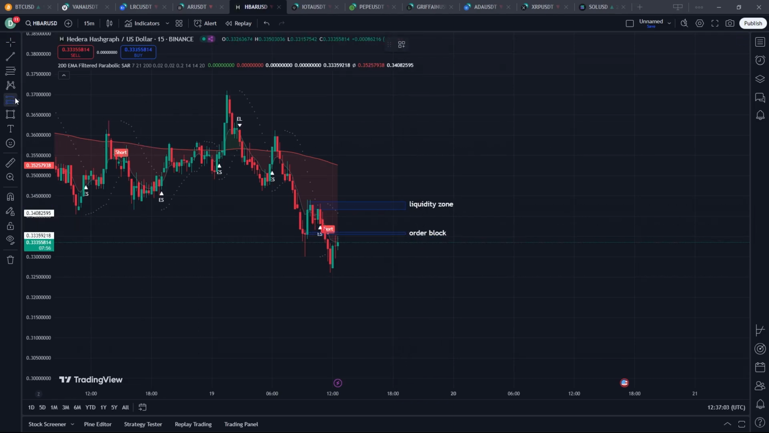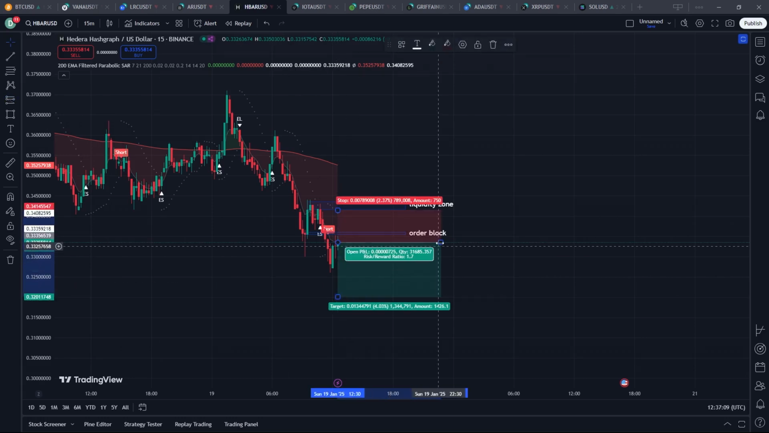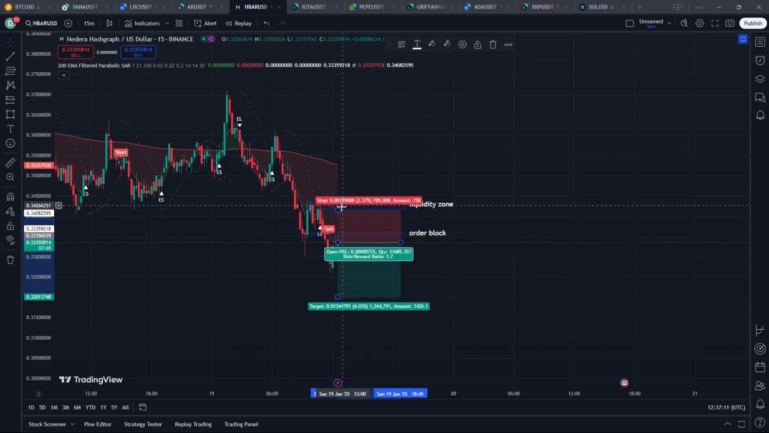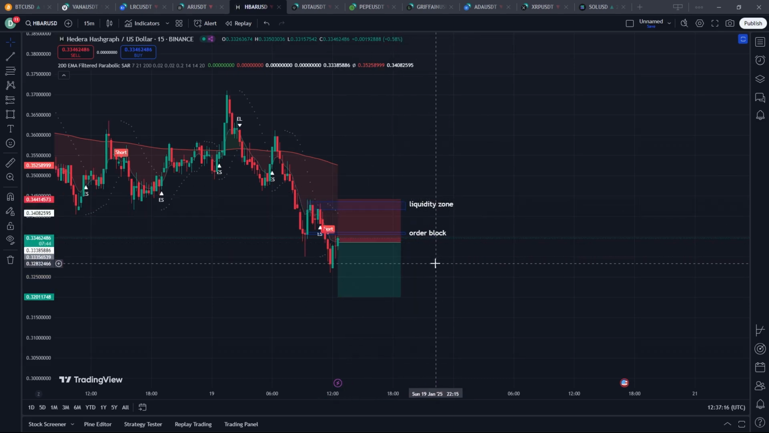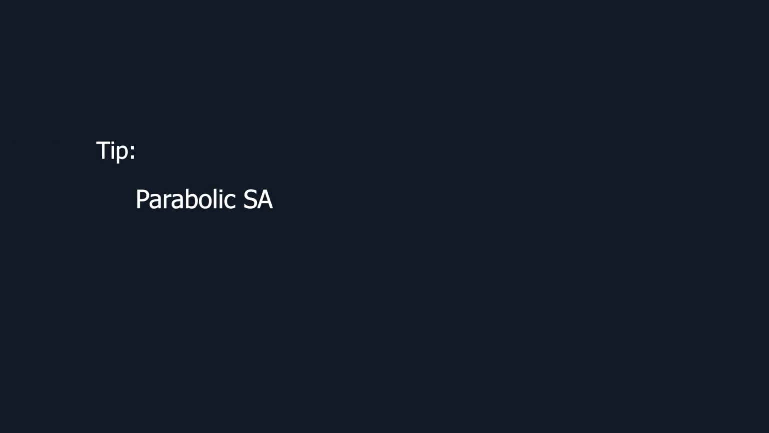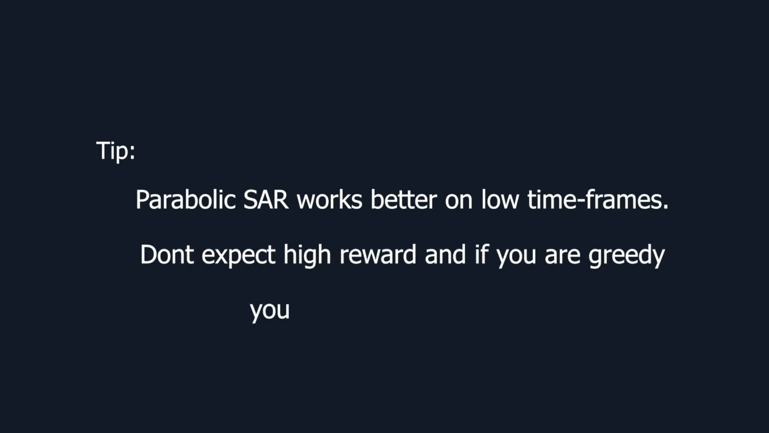The Parabolic SAR dots help traders determine entry and exit points, but in low time frames, the market can be volatile. Therefore, you need to stay glued to the chart and avoid missing trade signals. Professional tip: in lower time frames, the Parabolic SAR helps spot short bursts of trends, but traders shouldn't leave the chart, as reversals can occur fast. The 200 EMA ensures you avoid whipsaws by sticking with the prevailing trend.